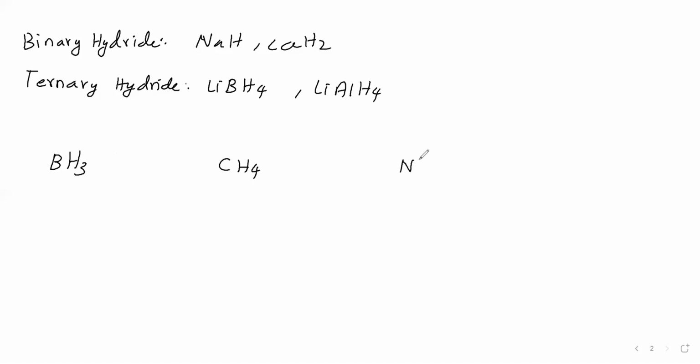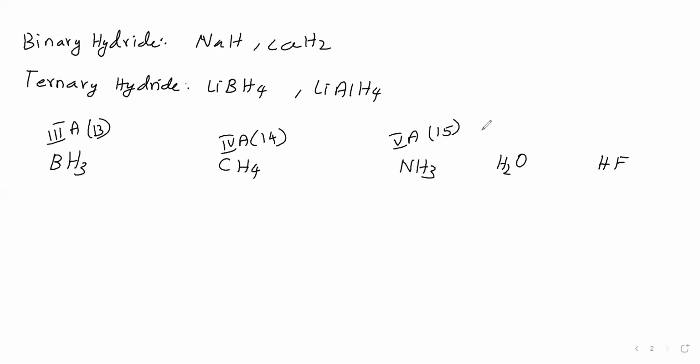Group 15 forms hydride. Group 16 forms hydride. Group 17 forms hydride. Boron is 3A, that means IUPAC 13th group. Carbon is 4A, IUPAC 14th group. Nitrogen 5A, IUPAC group number 15. Oxygen 6A, IUPAC group number 16. Fluorine 7A, IUPAC group number 17. Like this we can write.